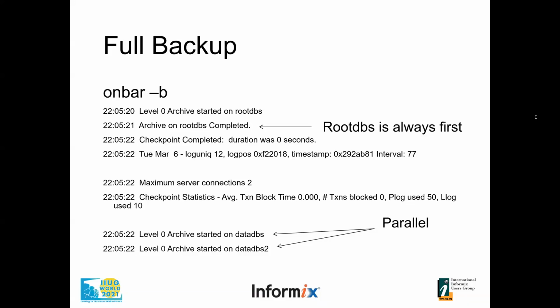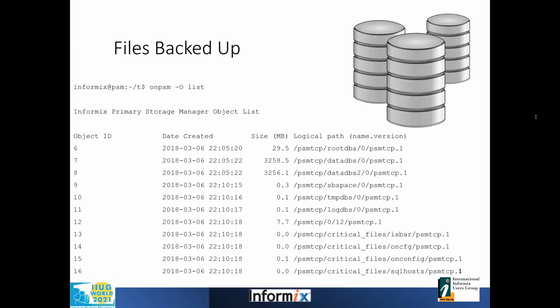If you're on enterprise, and hopefully you have an enterprise environment, you have your dbspaces on separate disk or separate disk volumes. So by running these in parallel, you have different read threads running at the same time. So it can be a fairly significant performance improvement when doing backups and restores. So again, the onpsm list after we've done a level 0, you see all the level 0 files, a log file, and then the critical files that are backed up.